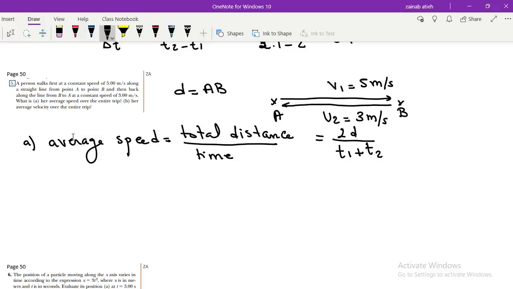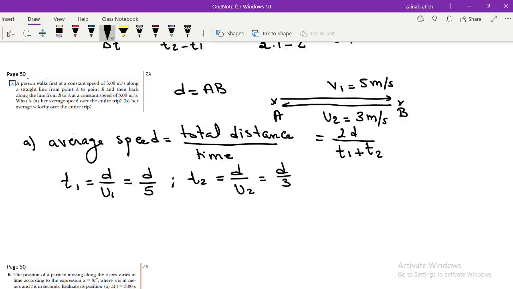Okay, let's find T1. T1 is equal to distance, which is AB, over V1. Why? Because T1 is the time needed from A to B, so I have to divide the distance by the speed. It's D over V1. So I will get D, which I don't know, over V1, which was 5. This is T1. T2 is the time from B to A. It's D over V2, so I will get D over 3.